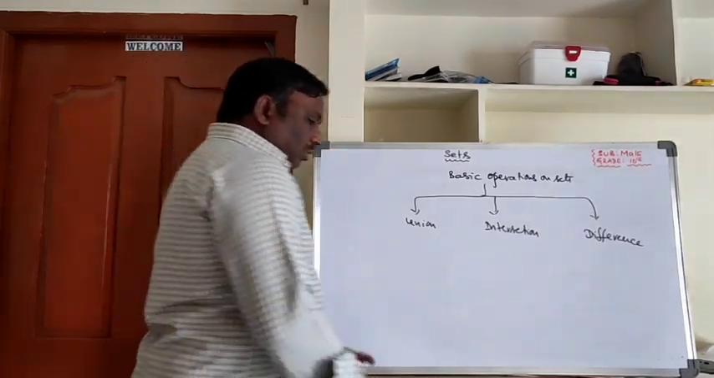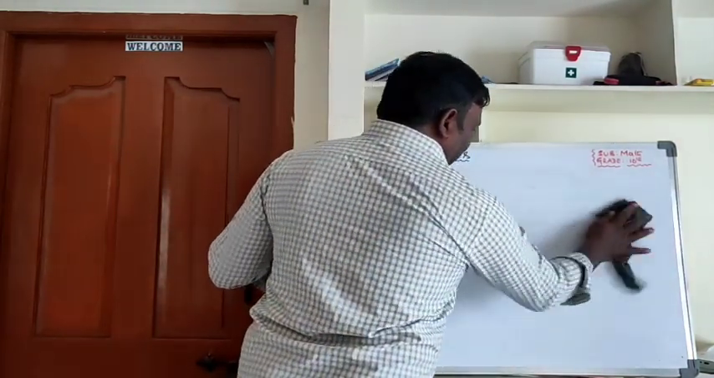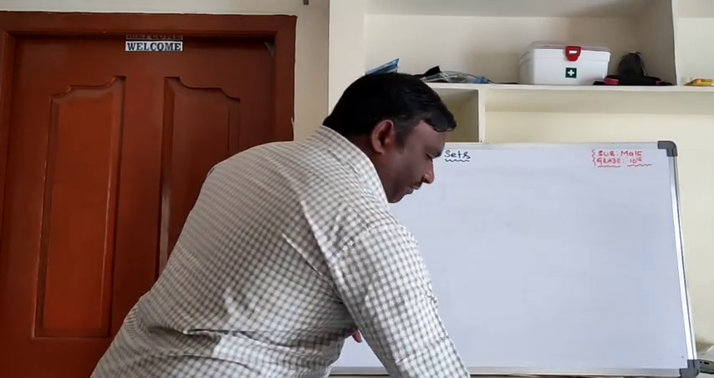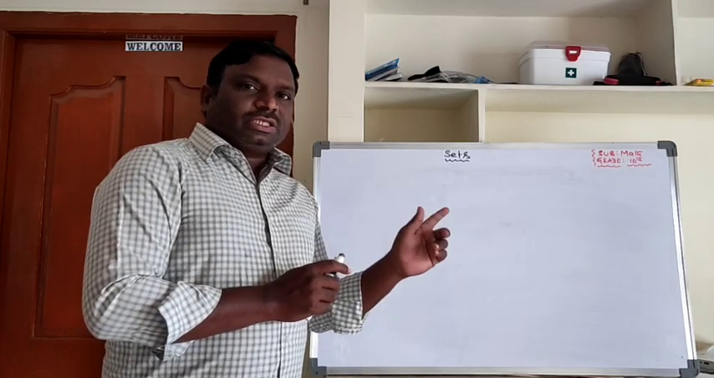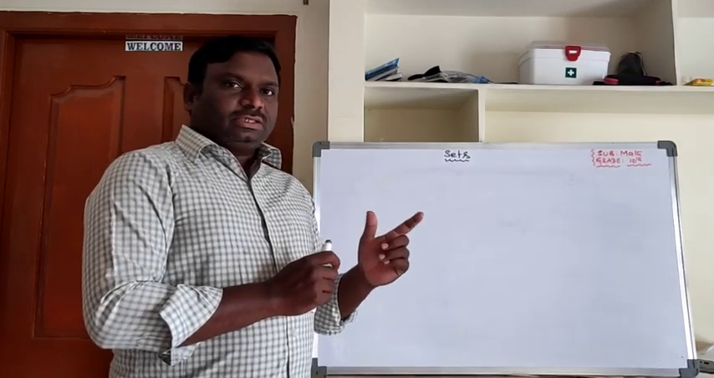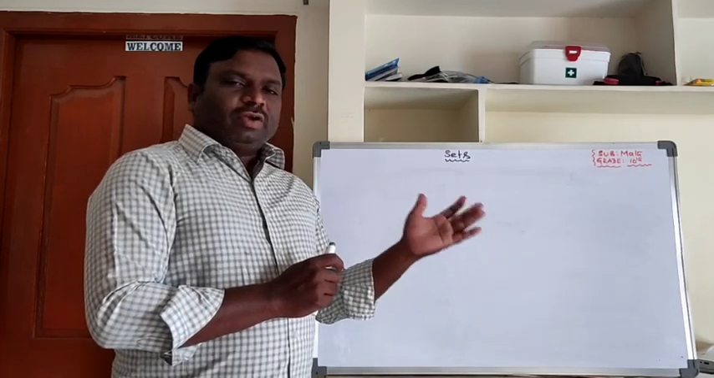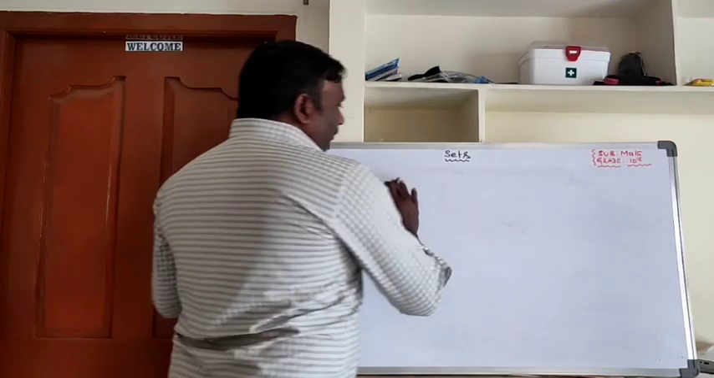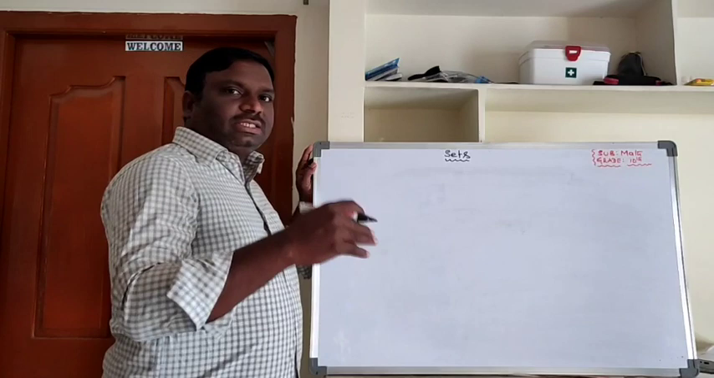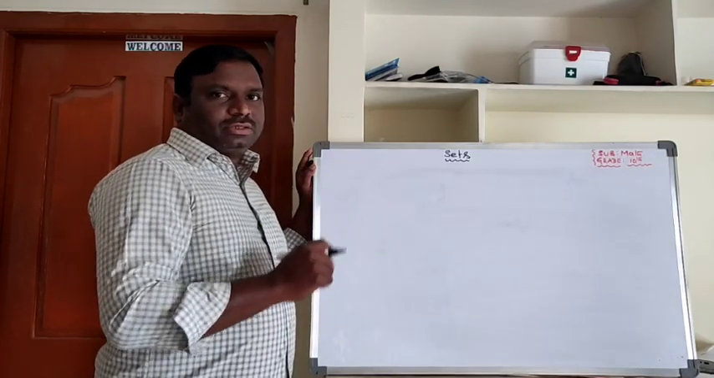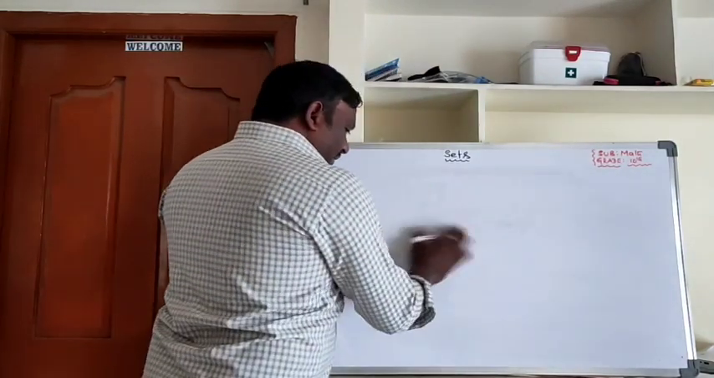Okay. So now before going to the definition, first I will explain what is a set. A set is a well-defined collection of objects. Well-defined collection of objects is called a set. That means it should be well-defined. Well-defined means it is having the same common property. I will give the example for you.